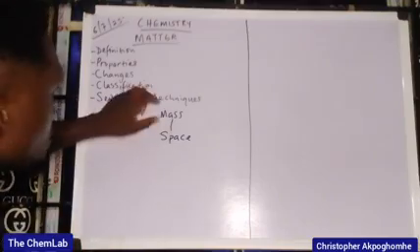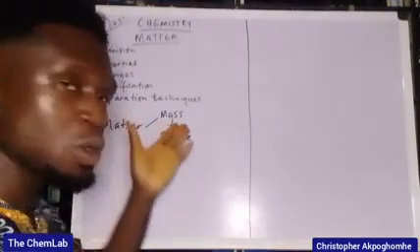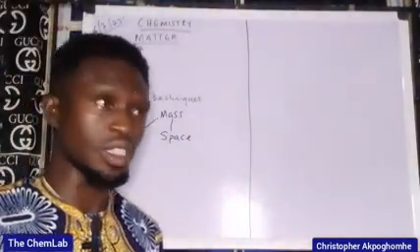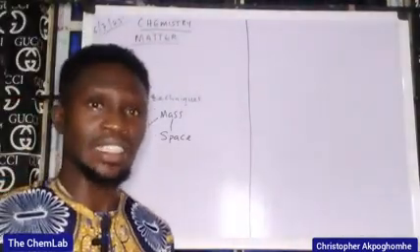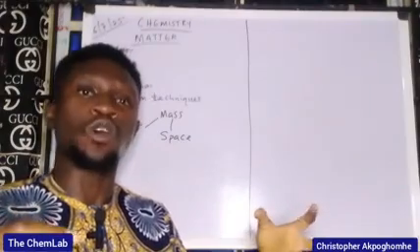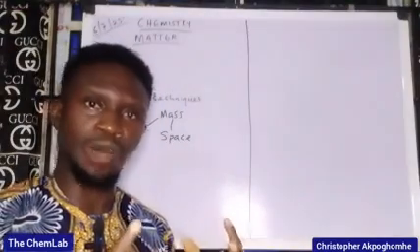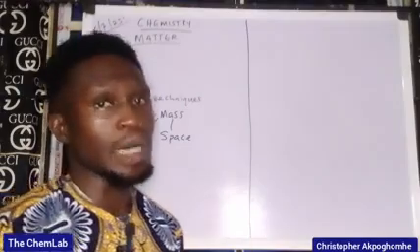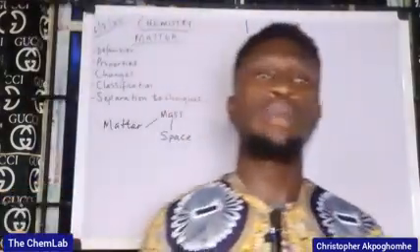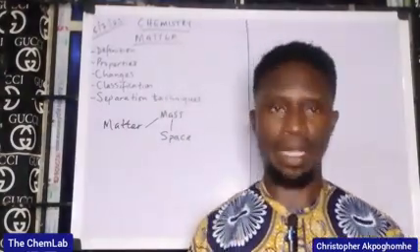Now, when we speak about mass, what we are simply talking about is the particles that make up a substance. So matter is anything that is made up of what? Particles. And that same thing that is made up of particles can actually occupy a particular space. An example is myself.